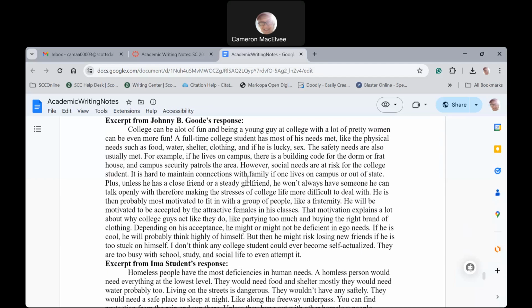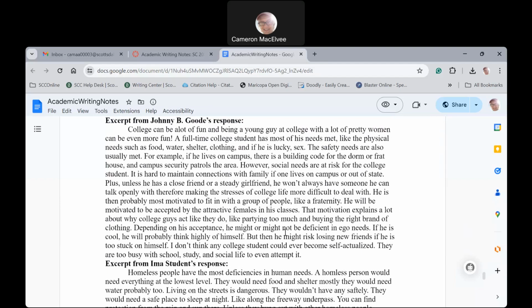It's hard to maintain connections with family if one lives on campus or out of state. Plus, unless he has a close friend or a steady girlfriend, he won't always have someone he can talk to openly, and therefore making the stresses of the college life more difficult to deal with. He is then probably most motivated to fit in with a group of people like a fraternity. He'll be motivated to be accepted by attractive females in his classes. That motivation explains a lot about why college guys act like they do, like partying too much and buying the right brand of clothing.